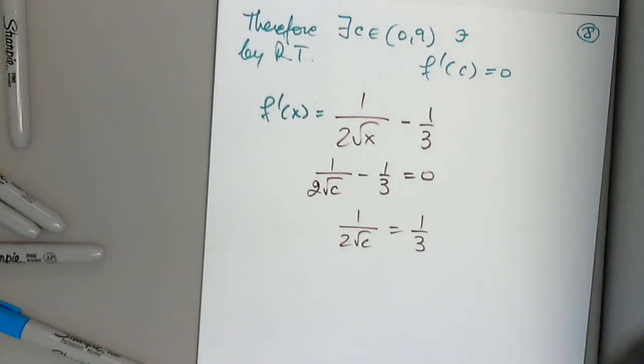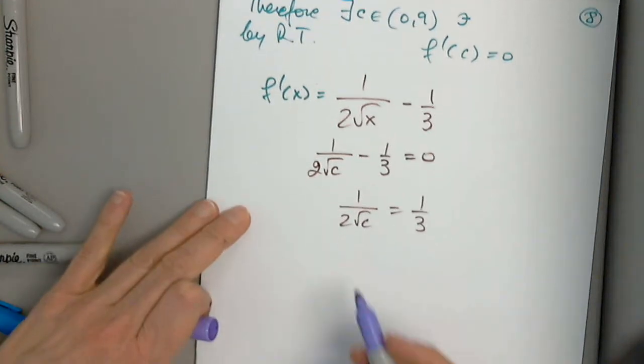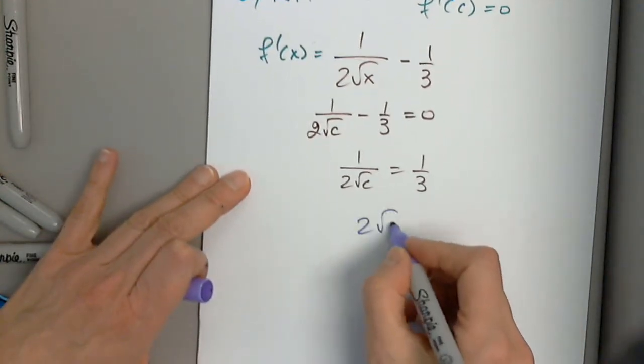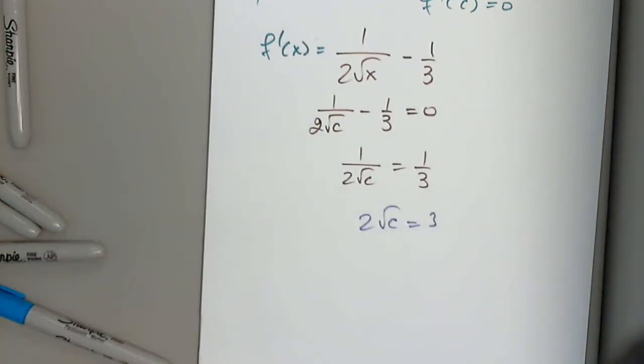So this is a simple type of equation. First of all, it's a proportion. Those two fractions have to be equal, and they have the same numerator. What has to happen for the two fractions to be equal if they have the same numerator? They must have the same denominator, or you just cross multiply. 2 the square root of c equals 3.